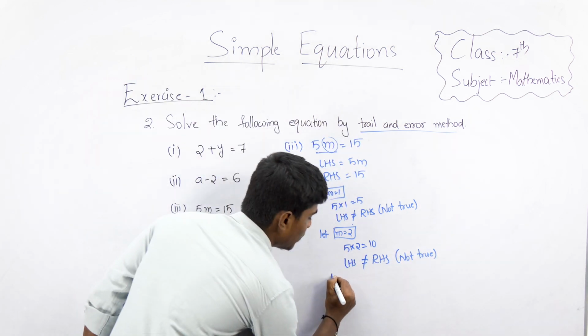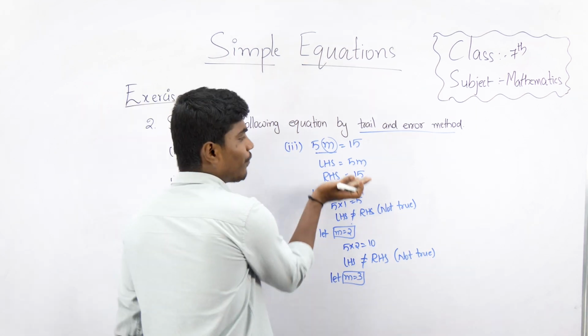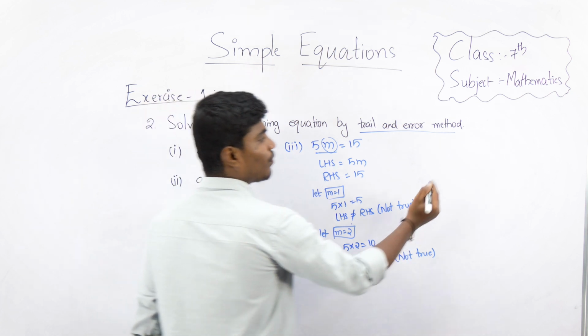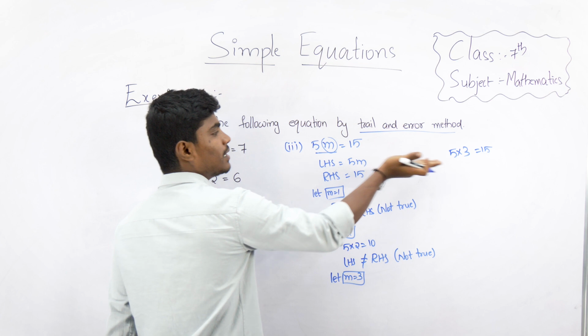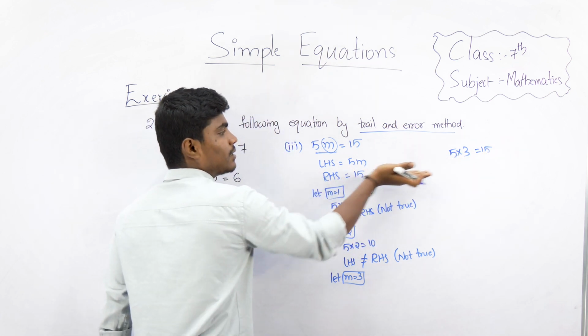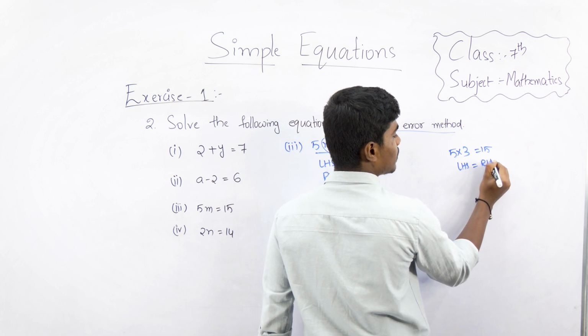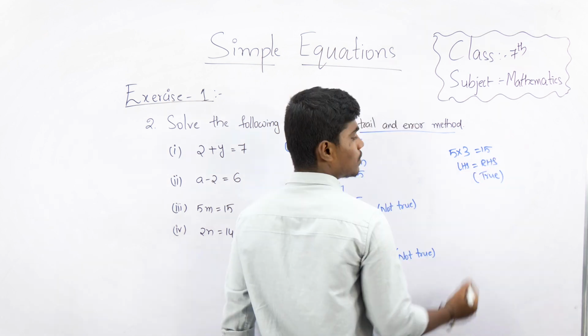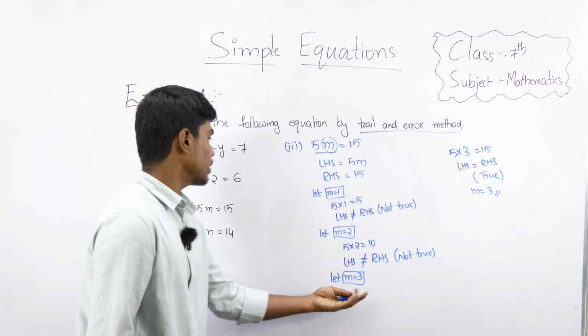Now let m equal to 3. 5 into m means m equal to 3. So 5 into 3 is 15. Here LHS is 15. RHS is also 15. So LHS is equal to RHS. So this is a true statement. So m is equal to 3 is the answer. This is the solution for the third one.